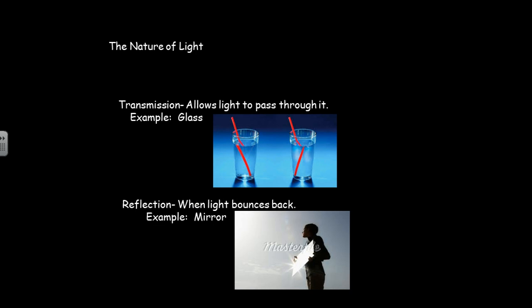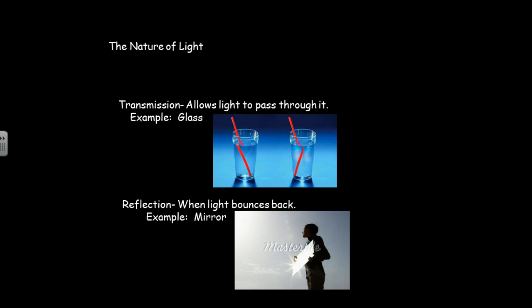The first one is called transmission. Transmission is what allows light to pass through an object. In the picture below, you see that I have two glasses, each filled with water. We would be able to see through the glass because of the principle of transmission. So anything that allows light to pass through it is known as transmission.